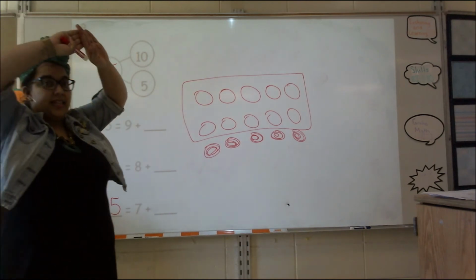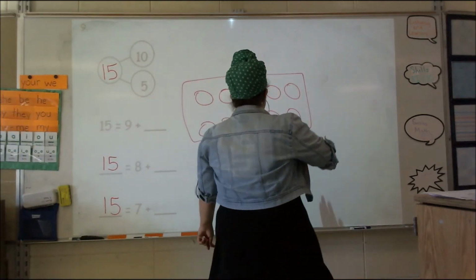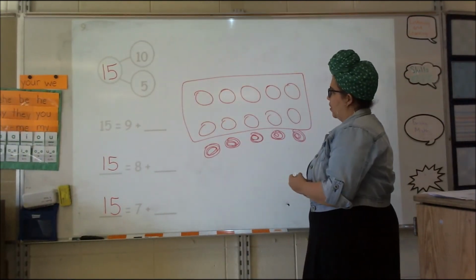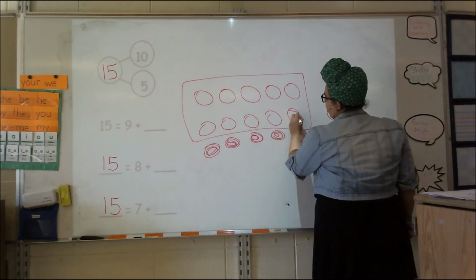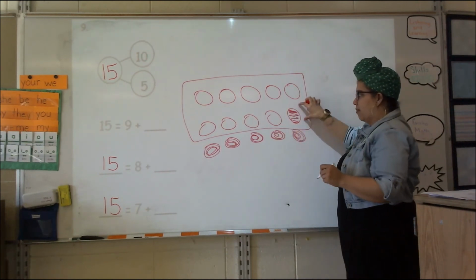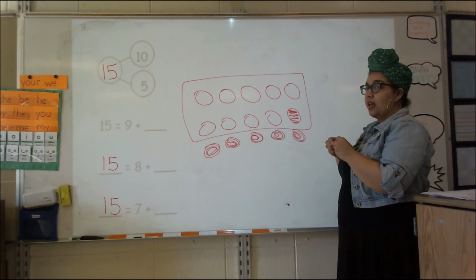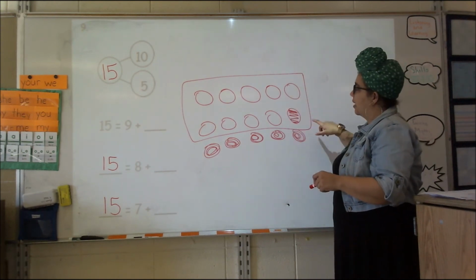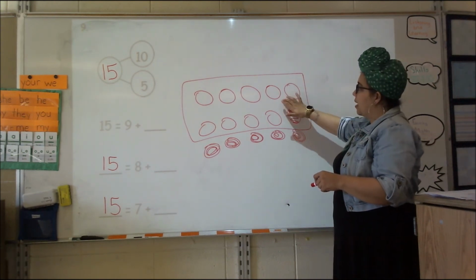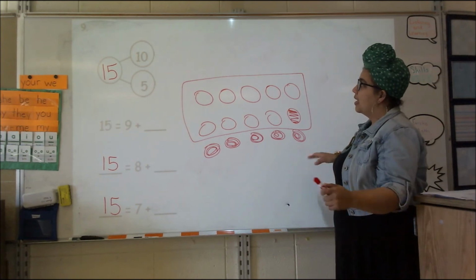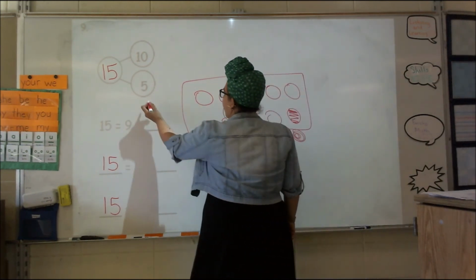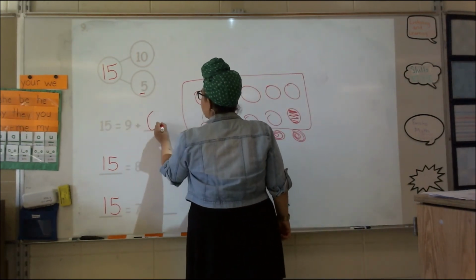Still 15 pieces. Instead of having a group of 10, I would like to have a group of 9, which means I need to take one of these and put it in my other part. Because if we count clear circles and filled in circles, what's 9 and 6? Because remember that pattern. 5, 6.